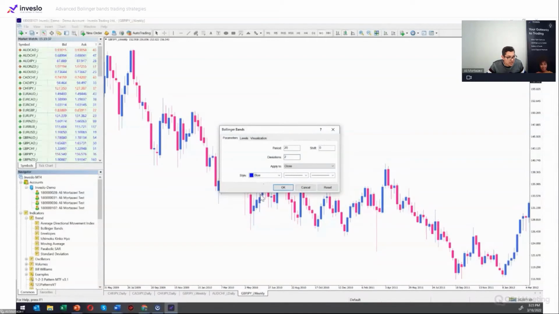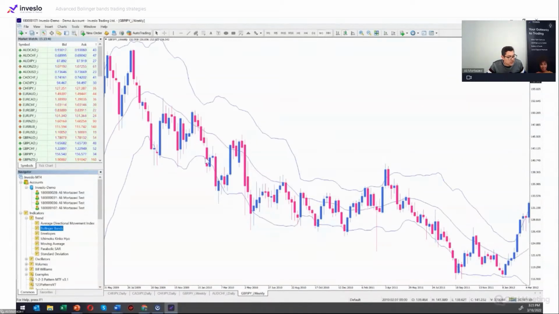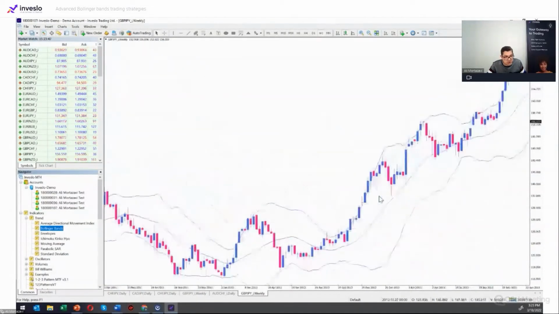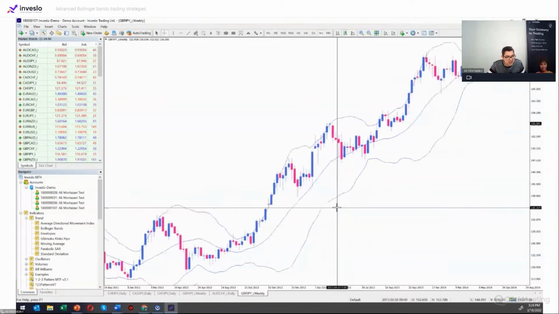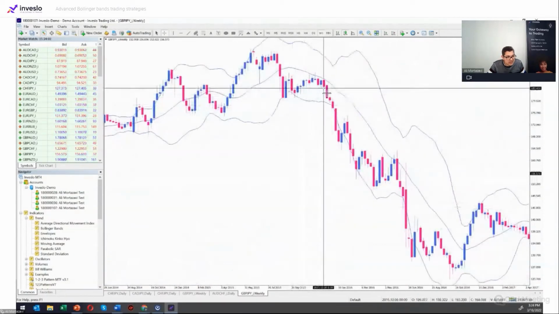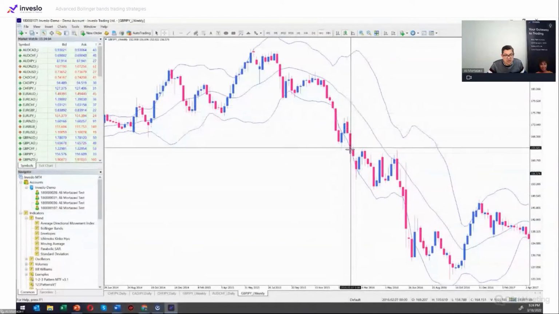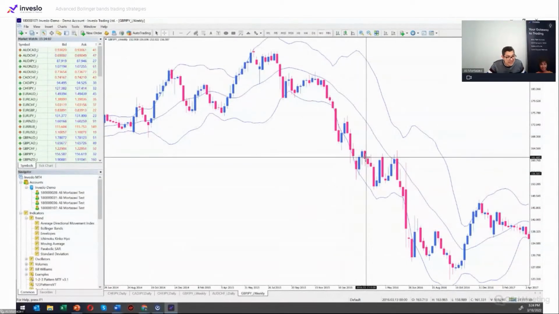And now if I press OK, you see the 3 bands appear on the chart. The only thing that we want to keep in mind is that when prices are in the upper half of the Bollinger Bands, this means we are in an uptrend, and when the prices are in the lower half of the Bollinger Bands, it means we are in a downtrend.